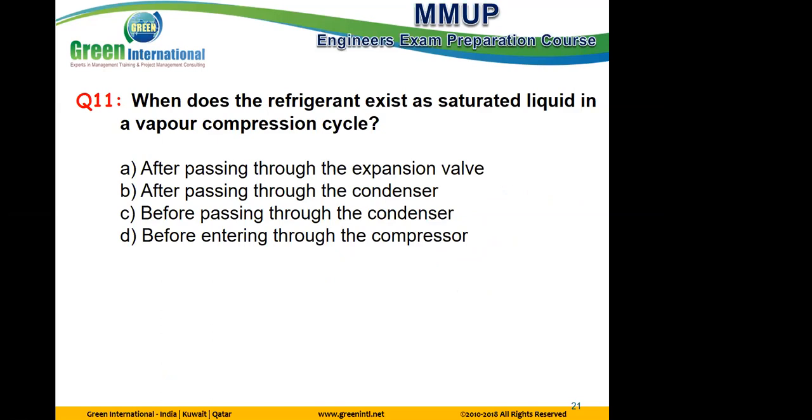Okay. When does the refrigerant exist as a saturated liquid in a vapor compression cycle? After the evaporator? C, after passing through the condenser. Final answer, please: after passing through the condenser. Yes, correct. After the condenser, it will be saturated liquid, sure.